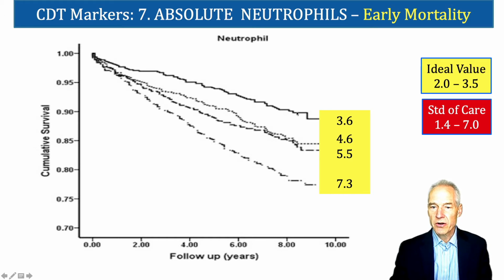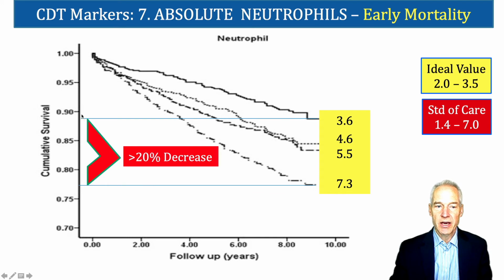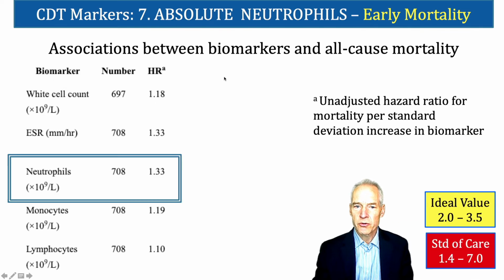This is the mortality curve, and we can see at 4.6, 5.5, and 7.3, a significant increase in mortality as we diminish survival. So what we're seeing here is at around 88% to around 76%, a greater than 20% decrease in survival just by going from 3.6 to 7.3 continuously in a chronic phase over a number of years, 8 years as it turns out in this study. So this is what we're looking at from an early mortality perspective with absolute neutrophils.